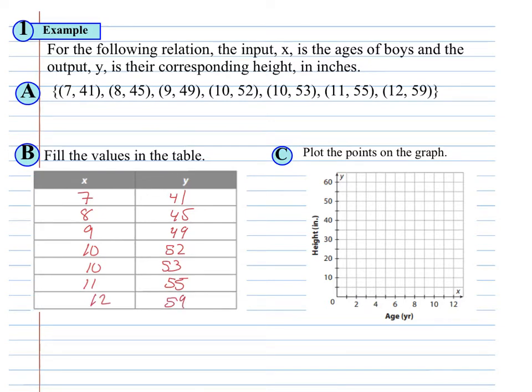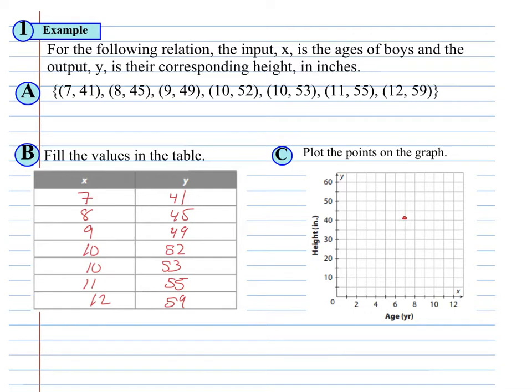Now we're going to use those numbers and plot our points, and together they make one point. So you're going to go to your x-axis, find 7, and then from that you're going to move up and find 41 and put a dot there. So we have 7 here, 41 is right there. So this is where you put a point. That's 7 and 41.